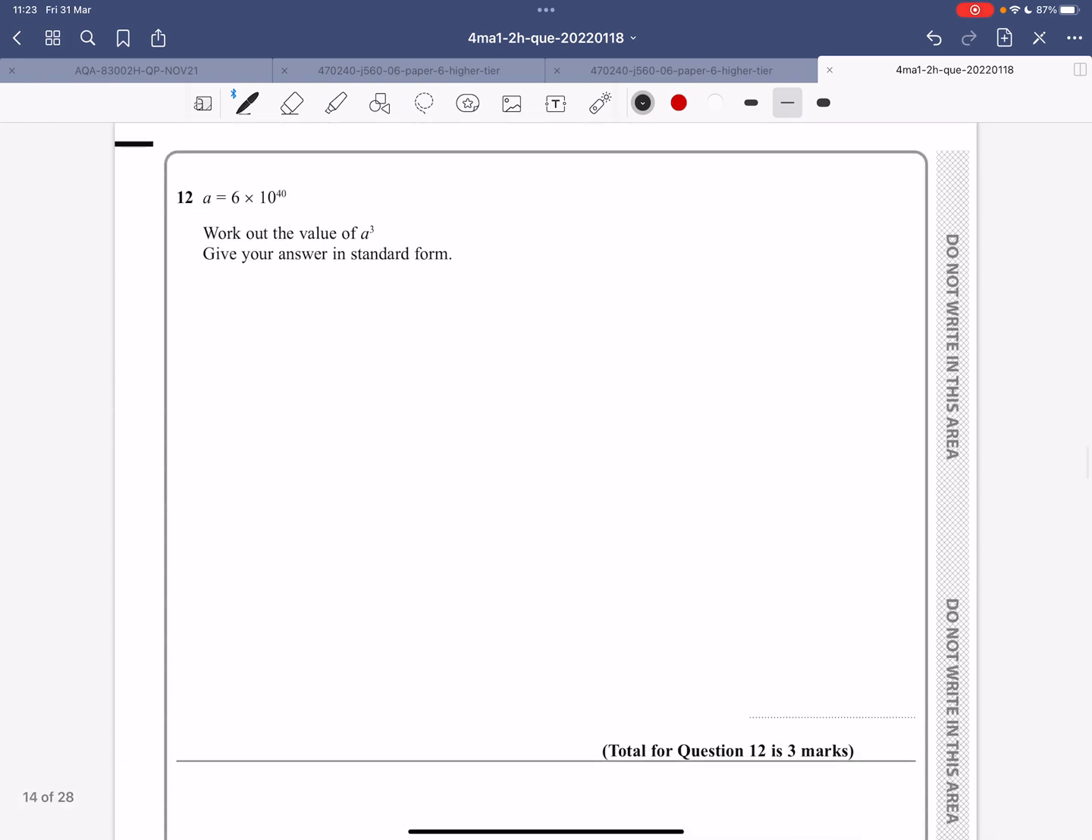Right, number 12. A is 6 times 10 to the power 40. Work out the value of a cubed. Give your answer in standard form. A cubed is 6 cubed times 10 to the power 120. So that's the cube there, and that's 40 times 3. Because if you like, a cubed is 6 times 10 to the 40 times 6 times 10 to the 40 times 6 times 10 to the 40. So it's 6 cubed, and we add up the 3 40s, make 120.